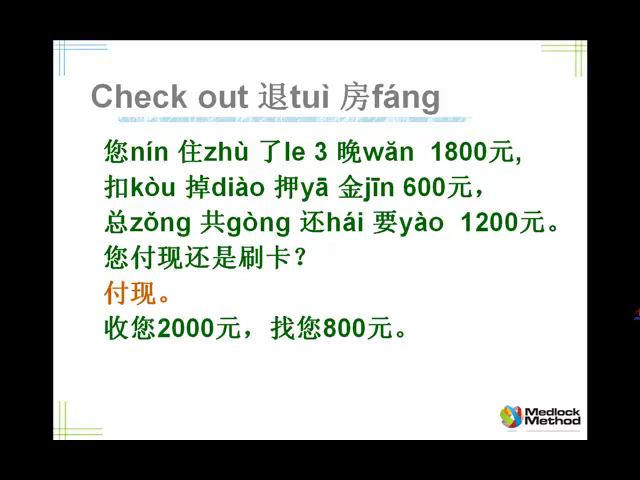收您两千元。找您八百元。But I have to remind you, it's not only at a hotel, at a restaurant, anyway. Well, shops anywhere, really. They would do it religiously. They'll take you through the whole process of how much you've given, what your change should be, just to avoid any kind of mistakes or misunderstanding. Good system.